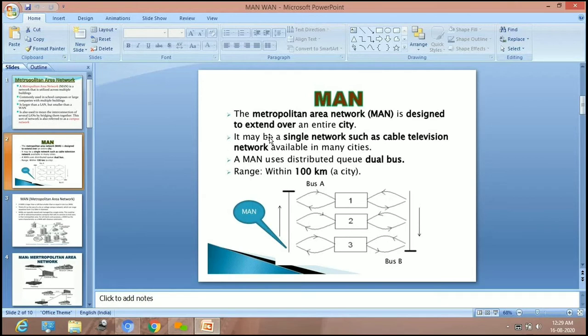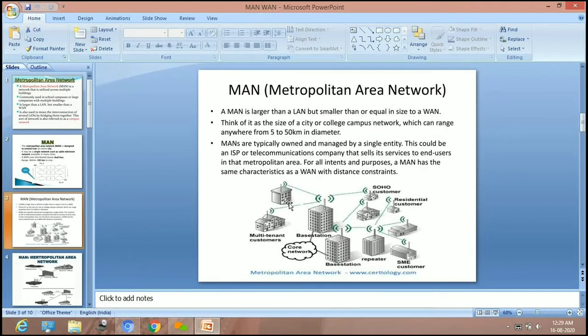One more thing about the MAN is that it is designed to extend over a city also. It may be a single network, such as a cable television network that is available in many cities, and its range is within 100 kilometers. As the LAN was confined to a very small network, the MAN has increased its range, and it uses a distributed queue dual bus.